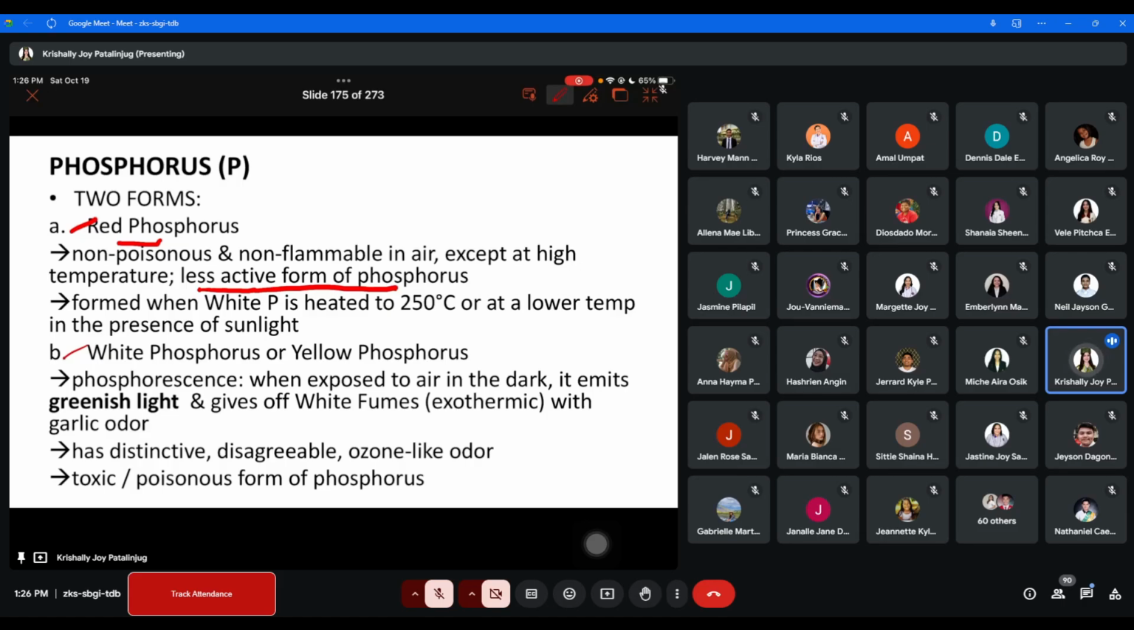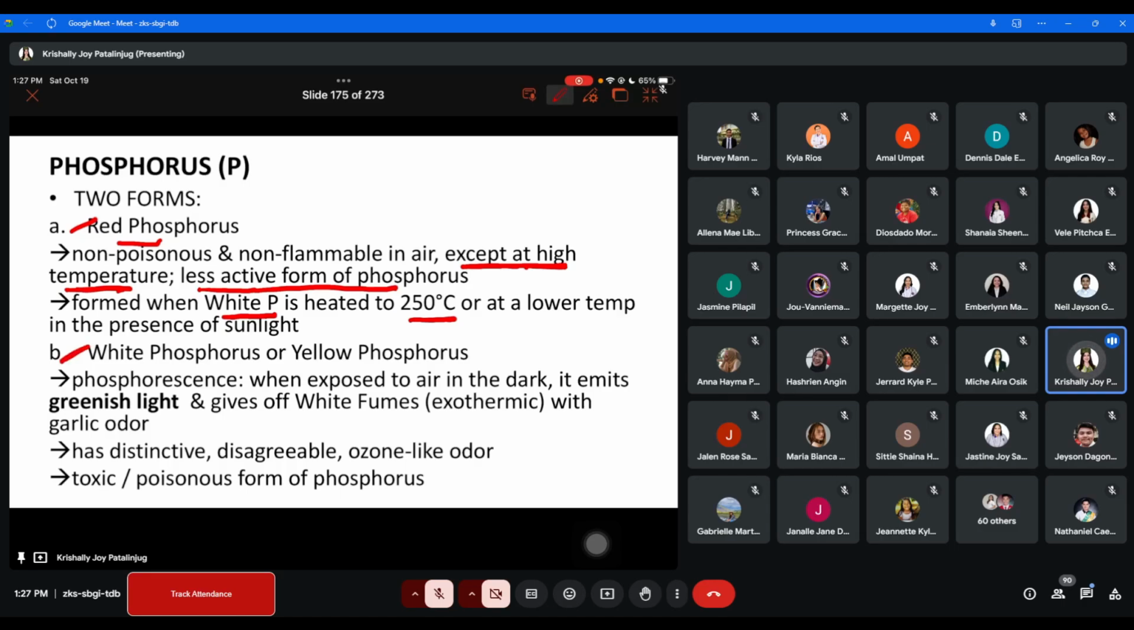Kumbaga siya yung non-poisonous, non-flammable in air. But at higher temperature, syempre, it's already flammable. It's already reactive. Okay? So again, non-flammable siya in air, except lang kung high temperature siya na-expose. Syempre, common sense na kung high temperature na-expose yan, it will really cause a source of flame. Then, formed when white phosphorus is heated to 250 degrees Celsius or at lower temp. Okay, so pwede siya mabuo from white phosphorus.